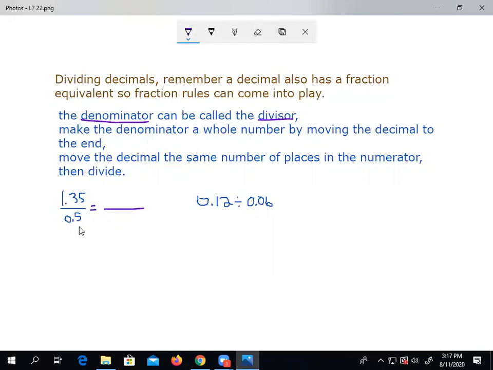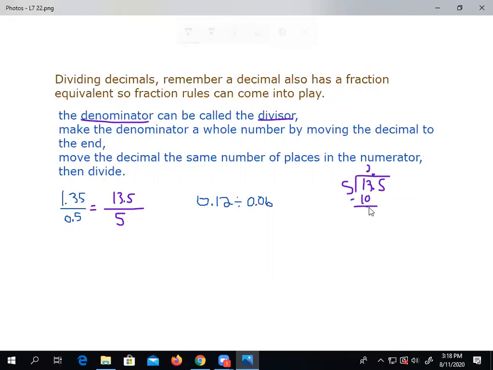I can multiply by 10, in other words, move the decimal 1 place to the right to make the denominator a 5. So if I move the decimal 1 place to the right on the bottom, I must move the decimal 1 place to the right on the top. So that turns into 13.5. So then I can divide 5 into 13.5. So with decimal division, all you have to do is bring the decimals straight up. 5 goes to 13 twice. 5 times 2 is 10.